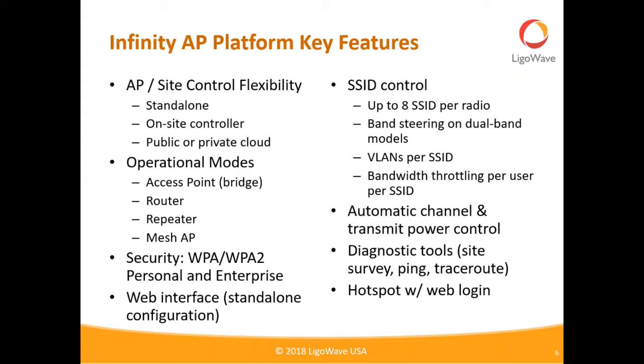So if you log into the AP, it has a web interface. If you go into the controller, it has a web interface. For SSIDs, we have up to 8 SSIDs per radio. We do support band steering on all of our dual band models. You can set a VLAN per SSID. You can also set bandwidth throttling per user per SSID. So you can limit the amount of traffic each user is consuming, which is very important in certain environments.